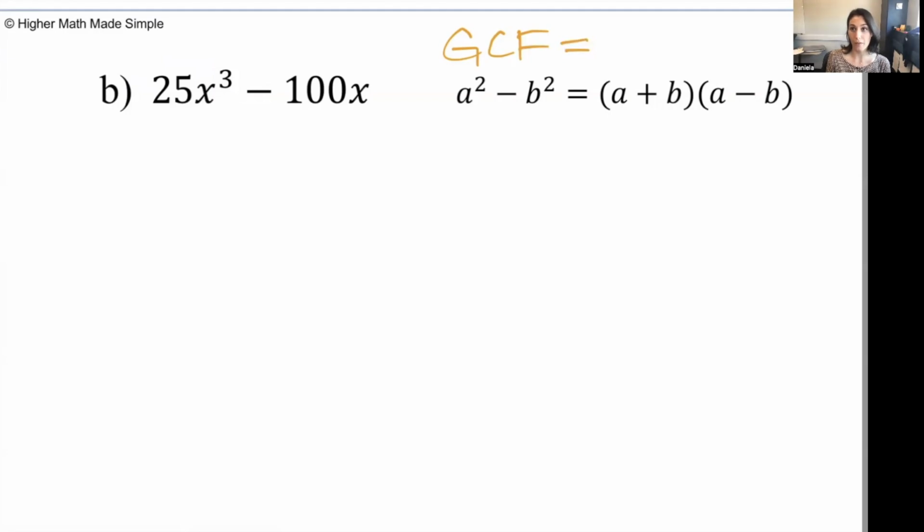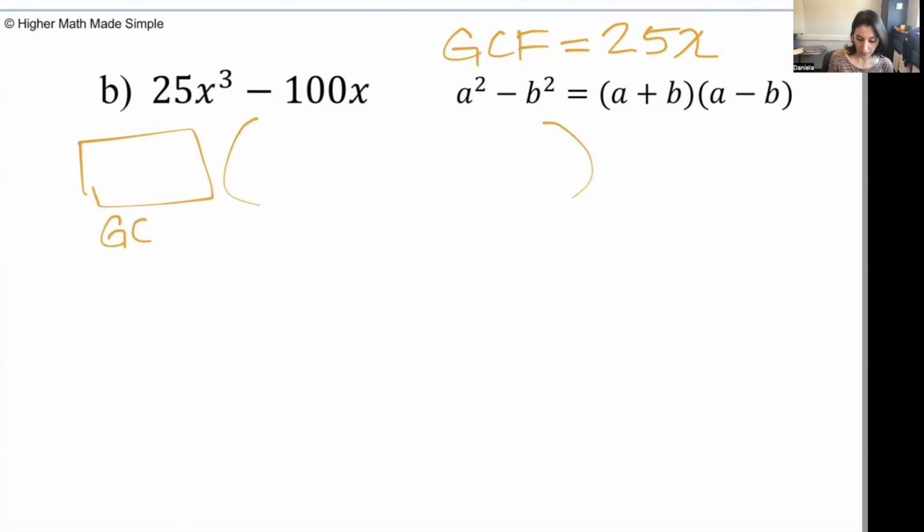So what do they have in common? Well, they're both divisible by 25. And also, they both have at least one x. So the GCF is 25x. And again, I said before, when you factor using the GCF method, it's always going to go on the outside of the parentheses. How many boxes do you have inside? It depends on how many terms you have. So we have 2.